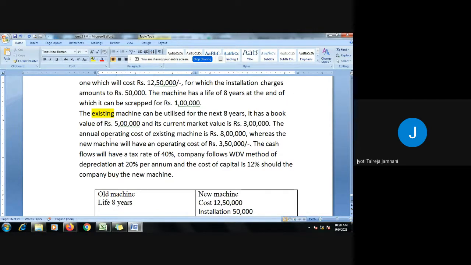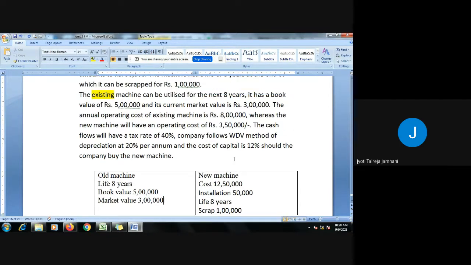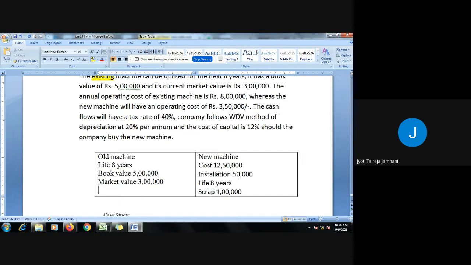It has a book value of rupees 5 lakhs. Like for the new machine there was cost, for the old machine there is book value. Why book value? Because this machine has got depreciated year after year and this is the value that it is having. Its current market value is rupees 3 lakh. So if you sell it today, the market value or the selling price of this machine will be 3 lakh. So I'll write here market value 3 lakh if you're planning to sell it today. The annual operating cost of the existing machine is rupees 8 lakh. So here annual cost is rupees 8 lakh.